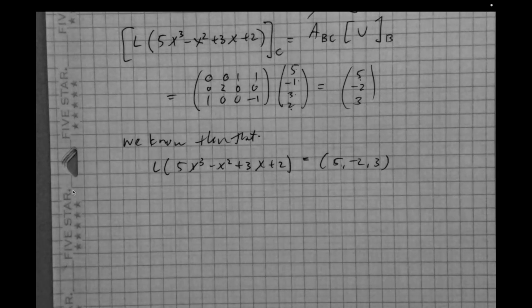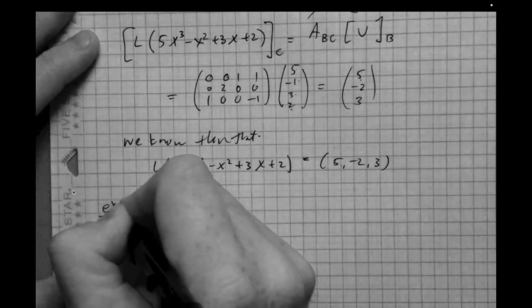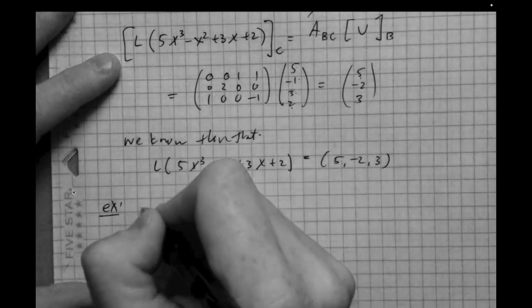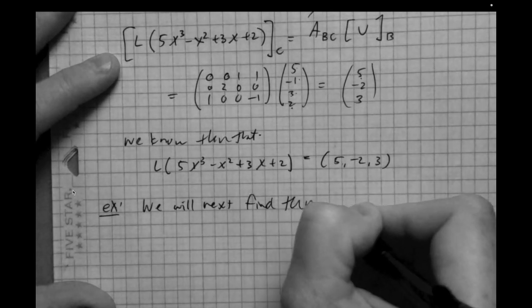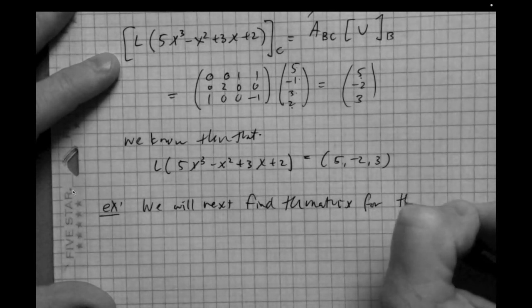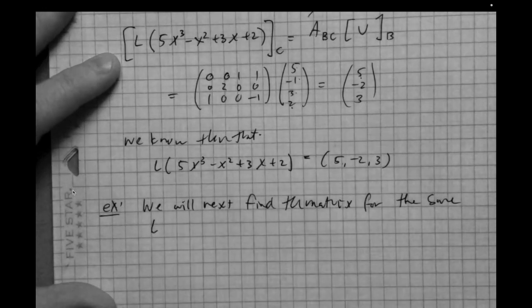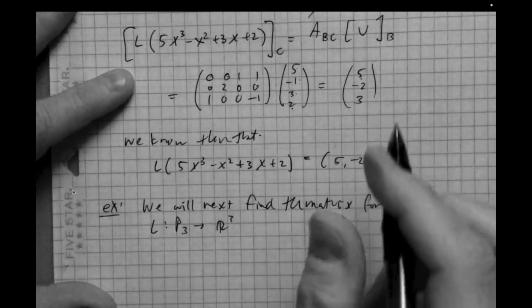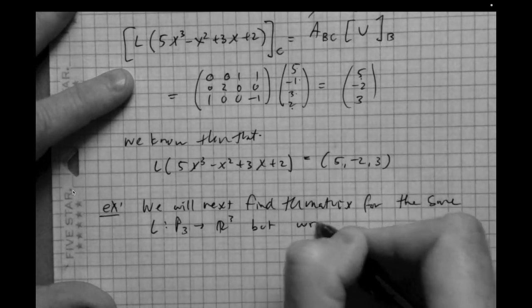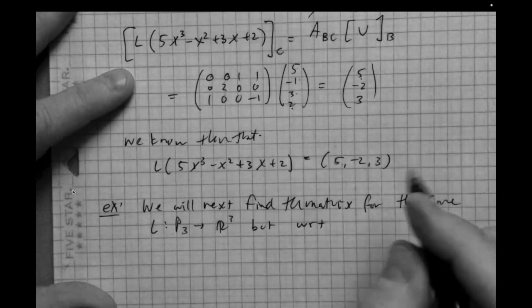So let's try the same kind of idea here, except let's apply it to the same linear transformation, actually, but with different bases. So we'll next find the matrix for the same L, P3 to R3, but with respect to different ordered bases.